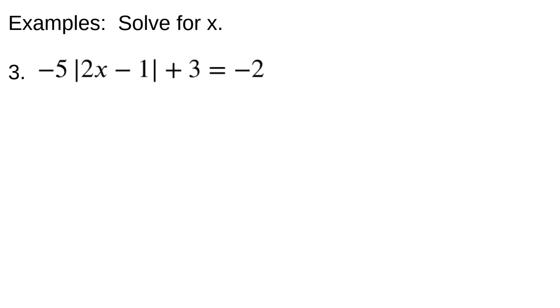So remember, in solving equations, we always want to use reverse order of operations. So first thing that's going to get moved is anything using add and subtract. So we're going to first move that 3 by subtracting 3 from both sides. They're going to cancel out and leave us with -5 times the absolute value of 2x minus 1. And on the other side, we're going to have -5.